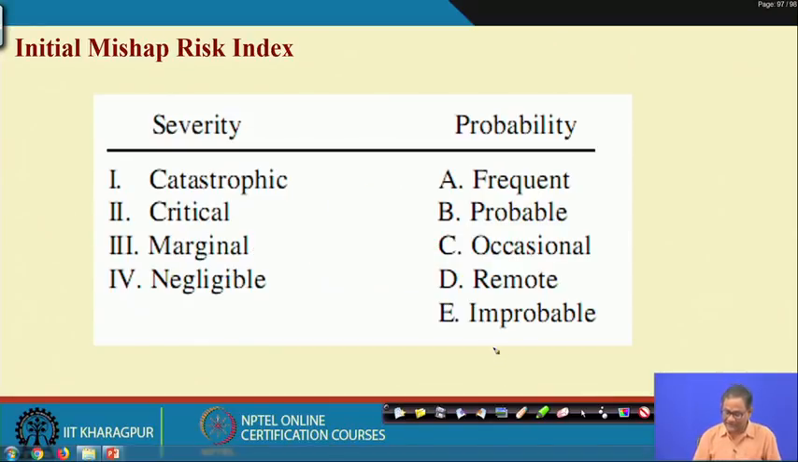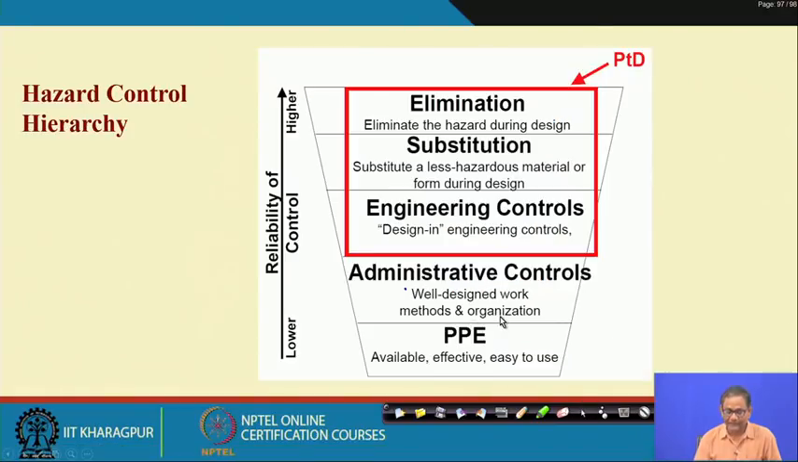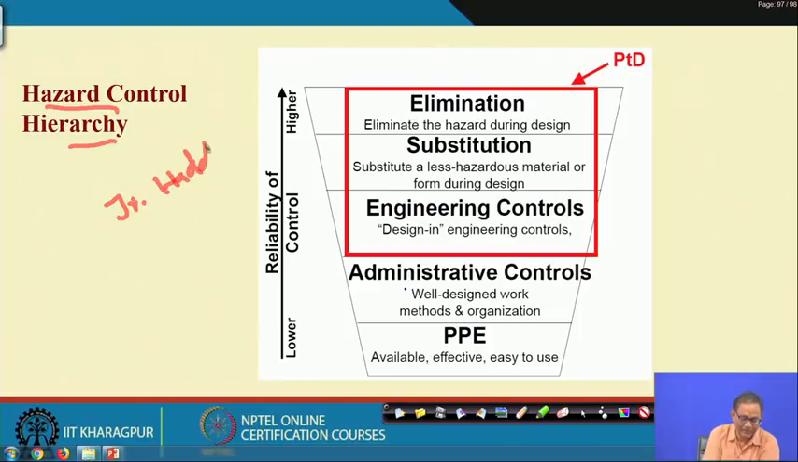Once you have the risk index, then what is the next? Next is how to reduce the risk. So, here is the concept called hazard control hierarchy. So far as I know, Junior Haddon has given this, that means elimination, substitution, engineering control, then administrative control, personnel control; these are the 5 stages.